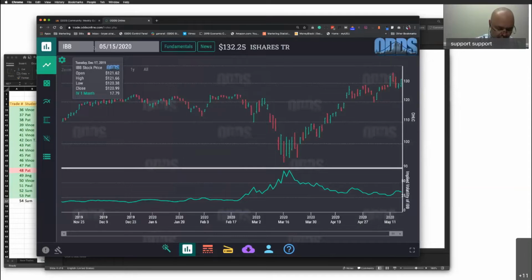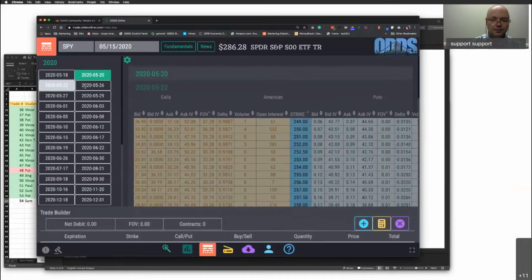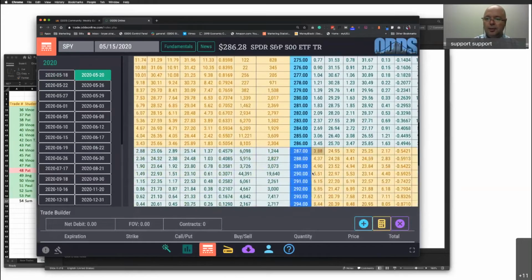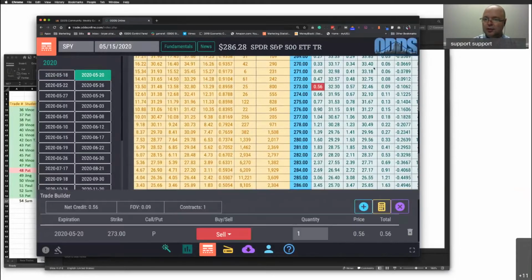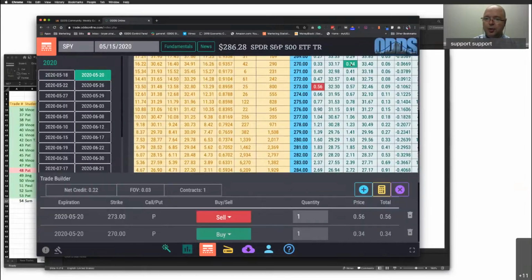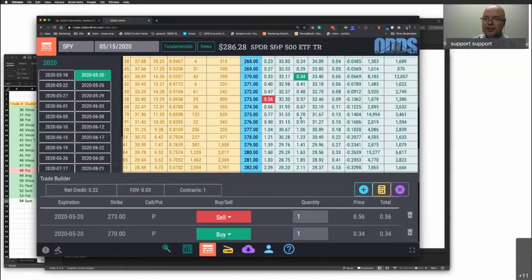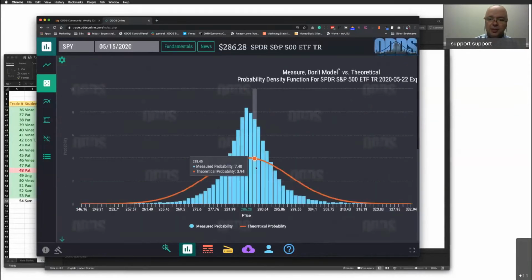Okay, so if we go here and I go to SPY, I'm going to go to Wednesday's options just because. And I'm just going to use Don's method and go down to the minus 10 delta right here, 273, 270. Be a 3-point wide spread. And that gives me the FOB value of 3 cents. So 3 cents is the fair price based on this price distribution right here.